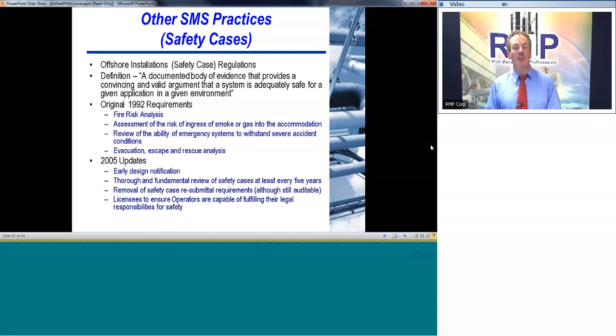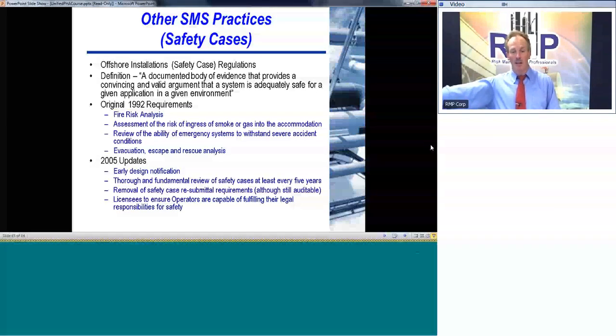It included a fire risk analysis, and looked at the risk of ingress of smoke or gas into accommodations, if your platform has accommodations. It looked at the ability of emergency systems to withstand severe accident conditions, again a key outcome of the Piper Alpha tragedy, and at evacuation, escape, and rescue analysis. In 2005, they updated it to have early design notification, and also a cycle to make sure safety cases were reviewed periodically and resubmitted.